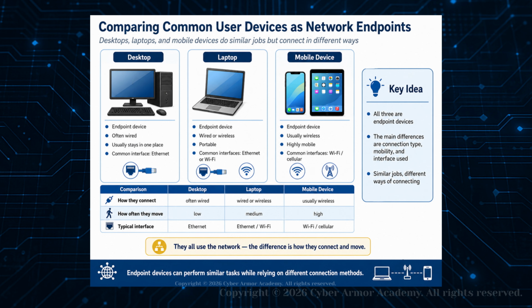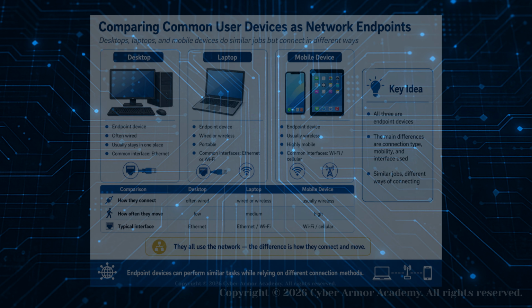Now, let's simplify the difference between these common user devices. A desktop is often more likely to use a wired connection. A laptop may use wired or wireless. A mobile device usually uses wireless. So the main difference is often not whether the device is an endpoint. They all are. The difference is more about how they connect, how often they move, and what kind of interface they usually rely on. That makes desktops, laptops, and mobile devices a great example of how endpoint devices can do similar jobs while connecting in different ways.